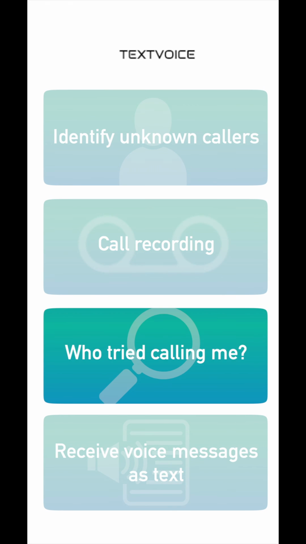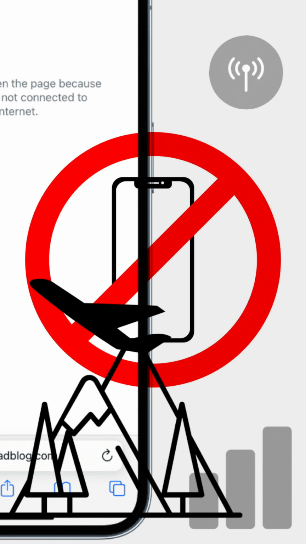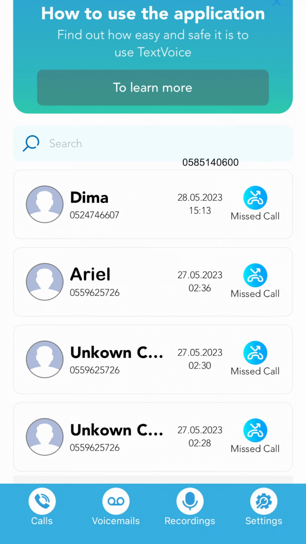And now, for the next service, Who Tried Calling Me? If you are abroad, with no signal, or simply unavailable for some reason, don't worry. The details of the call you missed will appear in the app under the Calls tab.